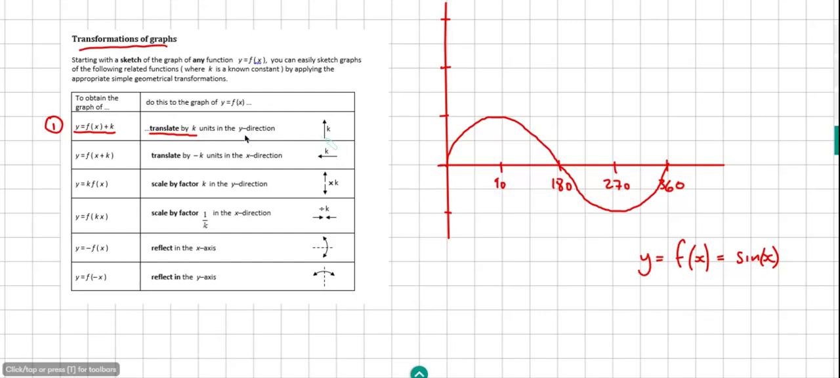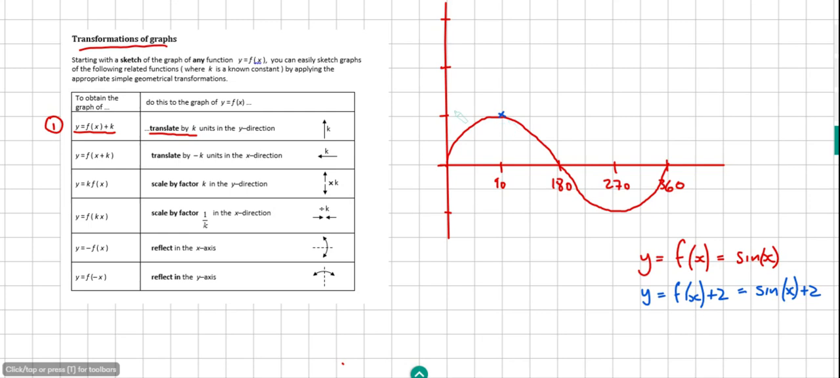It means it would move every point on this original graph up by k units, whatever k was. So if I do the example of y equals f of x plus 2, so k in this case is 2, then for this function, that would be sine x plus 2. It just means that every point on here would be moved vertically by 2 in the y direction.